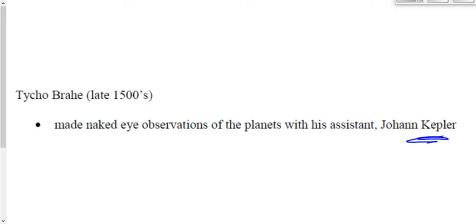But bottom line is he looked up in the sky and he measured times and angles and positions of planets and stars and so on. Didn't really do anything with that. Didn't really do an analysis with it. Just took a whole bunch of data. And that data was pretty useful. It was used by his assistant Kepler to come up with some laws that describe the motion of the planets. But he himself didn't do anything with it.